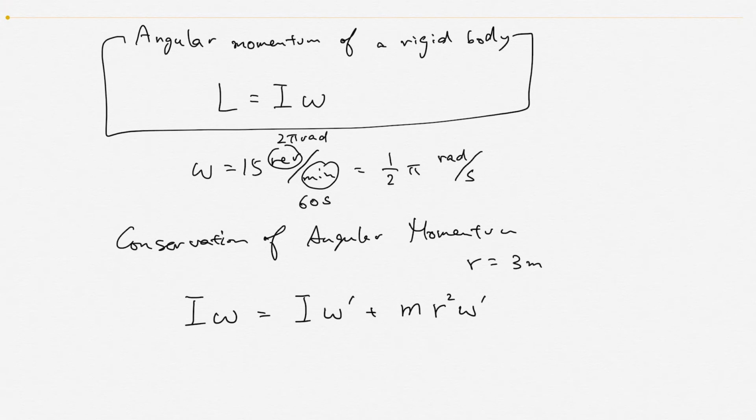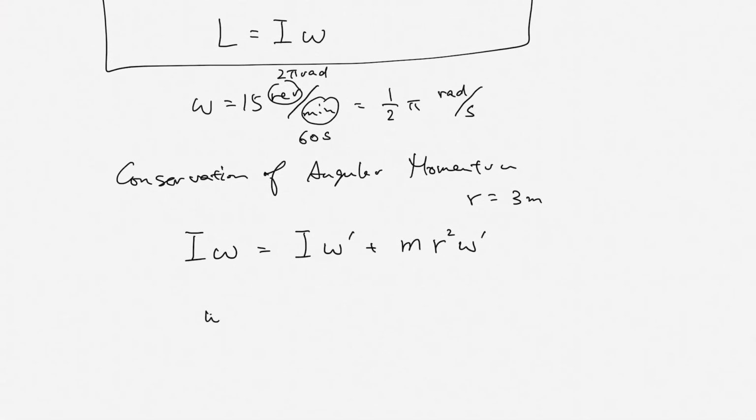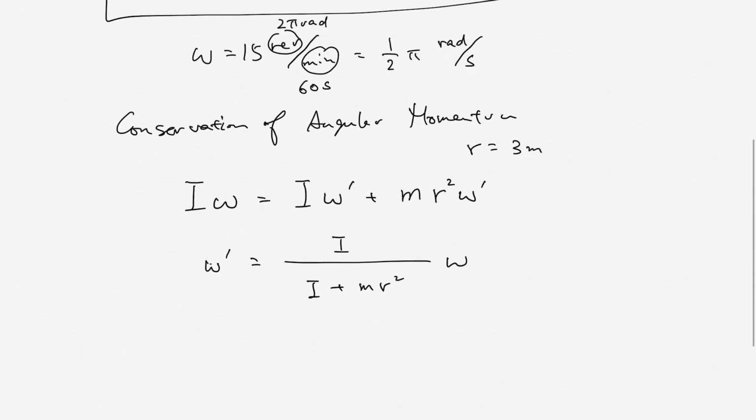Then from these equations, the new angular velocity can be calculated: omega dash equals I over I plus m r squared, times omega. Then you can substitute all the numbers. This is 1 over 2 pi, this is 300, this becomes 3 meters and 30 kilograms, so m r squared becomes 270.